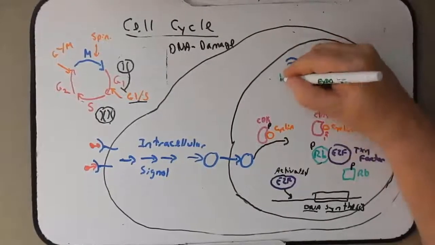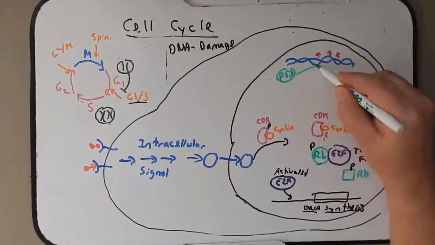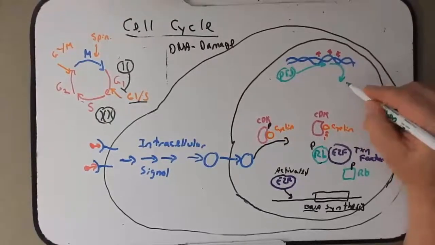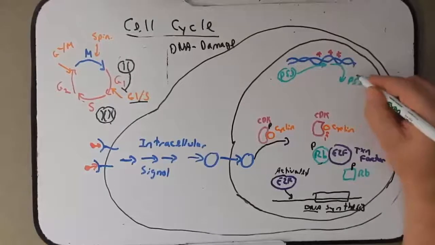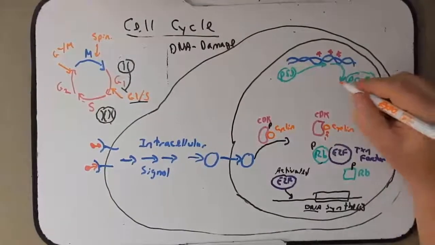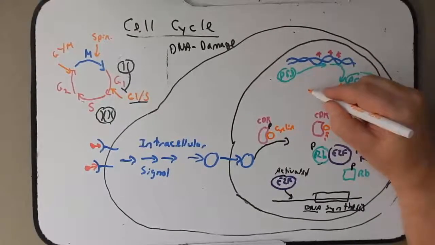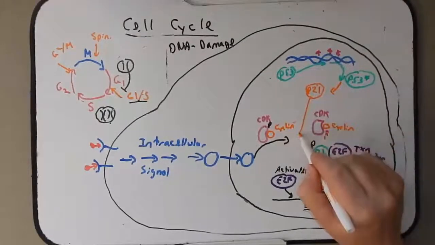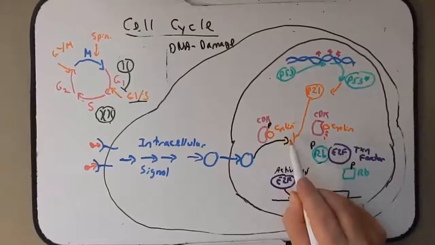There's this very famous protein called P53. P53 detects this DNA damage, and through another process that we're not going to talk about, it becomes an active P53. So I'm going to put an asterisk there just to indicate that it is now active. Being active, P53 will activate the transcription of another gene called P21. And what P21 will do is it will block the activation of CDK cyclin.